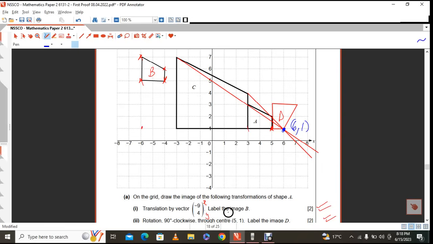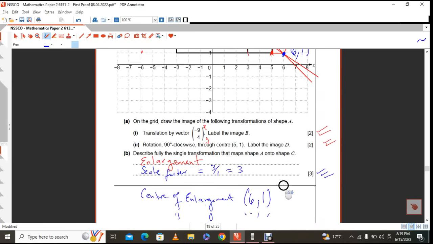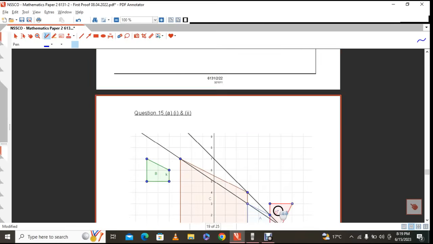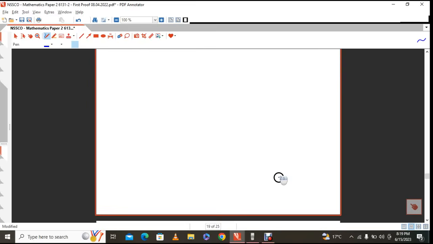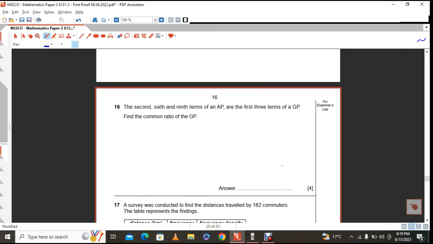All right, so please do play around with your transformations and make sure it's always in the exam, you understand. Question 16: the second, sixth, and ninth terms of an AP are the first 3 terms of a GP. Find the common ratio.